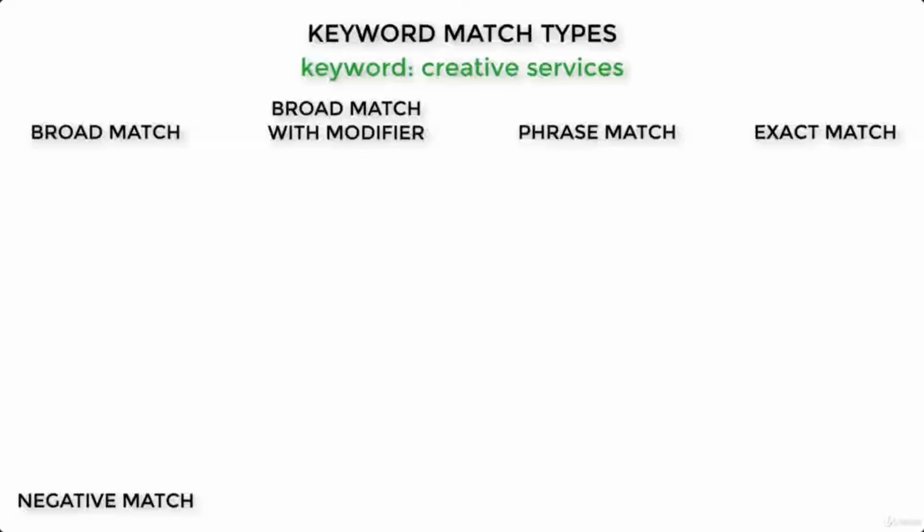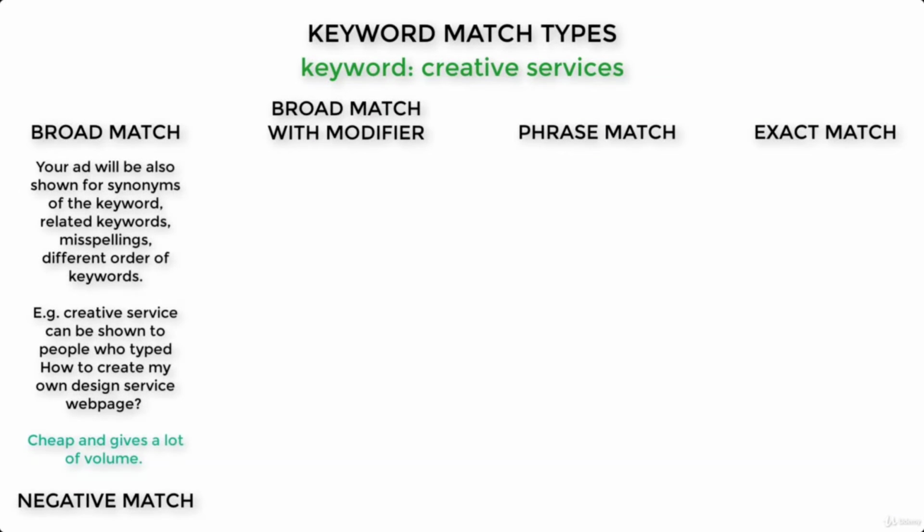With broad match type, which is the default match type in Google Ads, your ad will be shown not only to people who entered creative services in the search bar, but also to people who in their query use synonyms of these keywords, related keywords, misspellings, or a different order of keywords. So your ad may as well be shown to users who typed "how to create my own design service webpage." If the query is so different from your initial intention, why do you even consider using broad match?